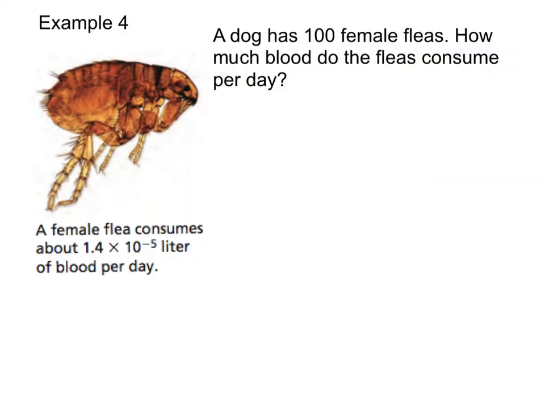In example 4, a dog has 100 female fleas. How much blood do the fleas consume each day? So how many female fleas do we have? We have 100. If we look at our picture here, each female flea consumes about 1.4 times 10 to the negative 5 liter of blood per day. So what would you do if this is for one flea and we have 100 fleas? Well, you'd multiply by 100.